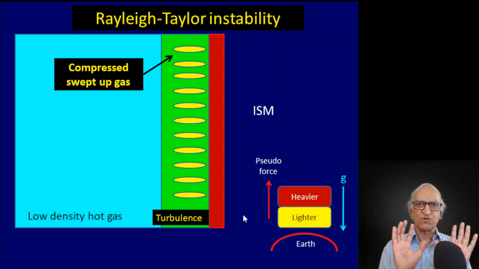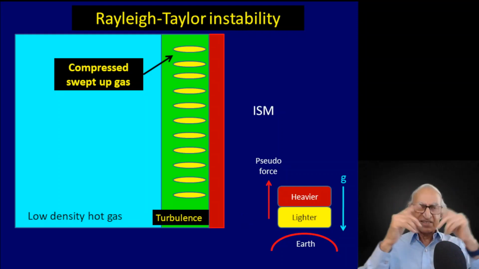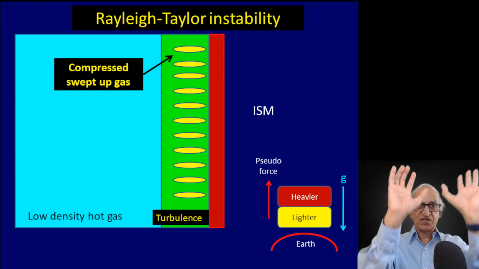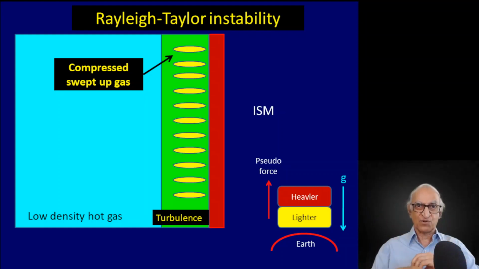So when a lighter fluid pushes the heavier fluid, then you have turbulence. This is why when the neutrinos pushed the infalling outer portion of the core, which is still infalling, you had convection, which resulted in an asymmetric supernova explosion. So all I'm trying to say is this compressed, swept up gas immediately behind the ejecta and the shock wave becomes convectively unstable. So convective cells are formed.